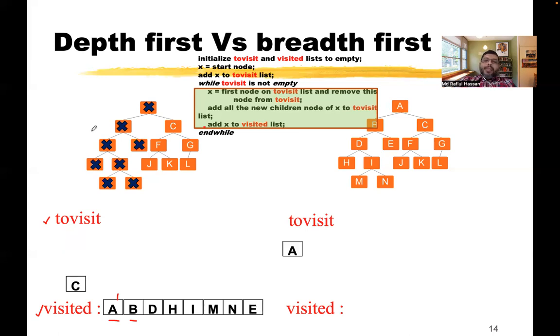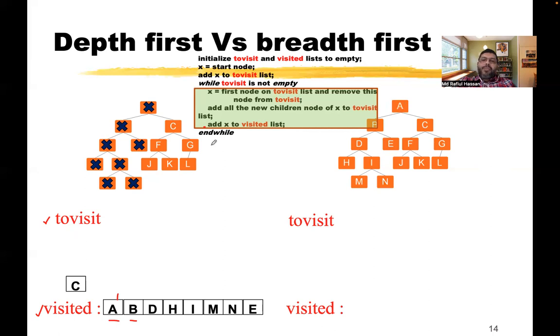Now we will apply the same algorithm for the breadth first. On the right hand side, what will happen? Initially the to visit and the visited lists are empty. Then we'll take the top element A and add it to the to visit. Then we'll take out the A from the to visit, and we'll add the two children of A, B, C, in the to visit list.